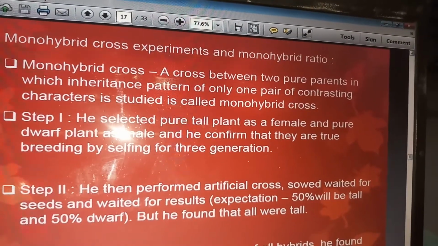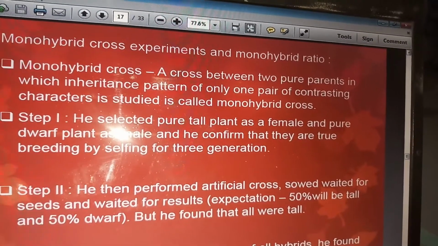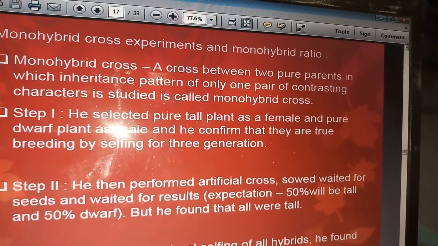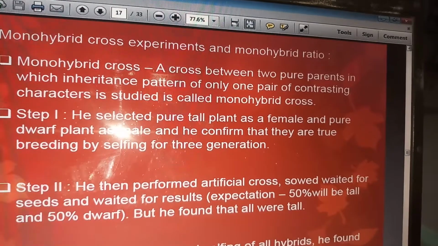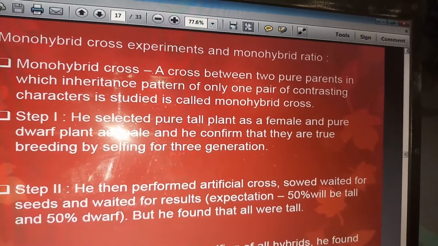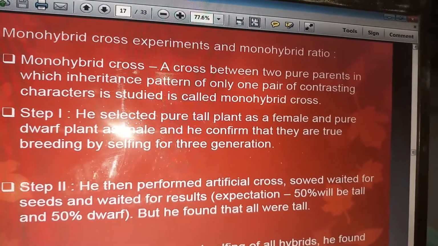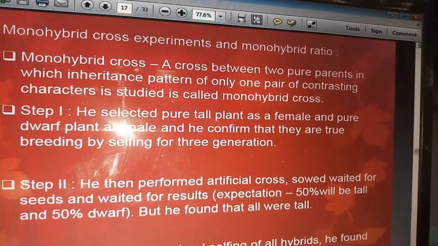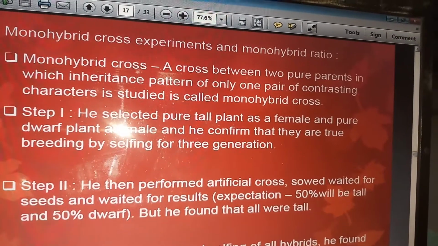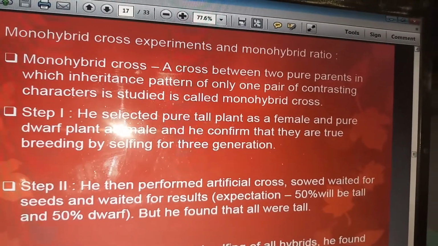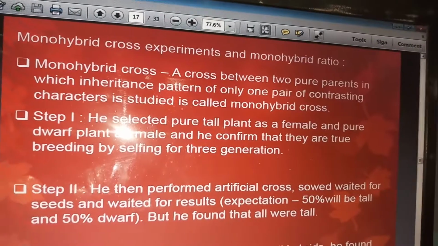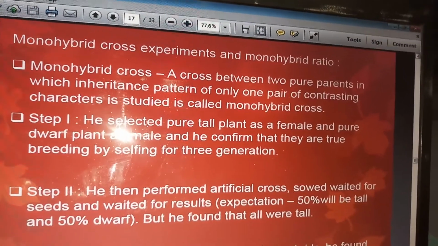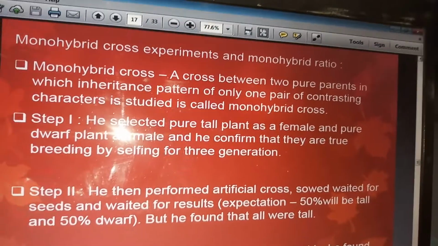Now, the monohybrid cross experiment and monohybrid ratio. A monohybrid cross is a cross between 2 pure parents in which the inheritance pattern of only one pair of contrasting characters is studied. Mono means single. That is why the term mono means single or one.